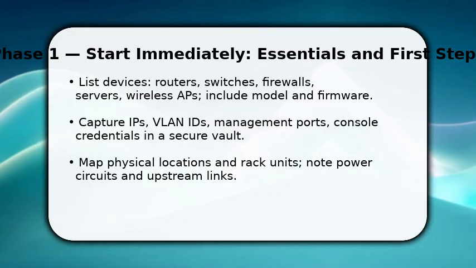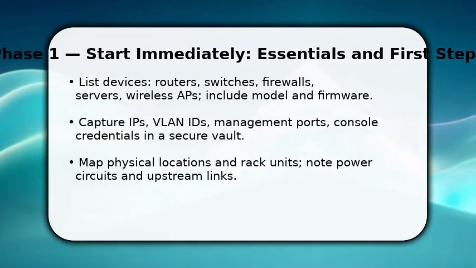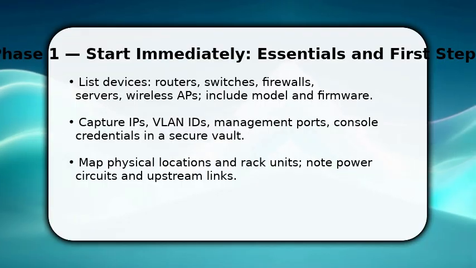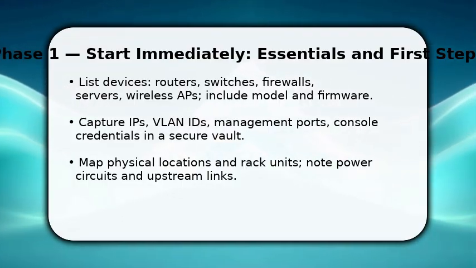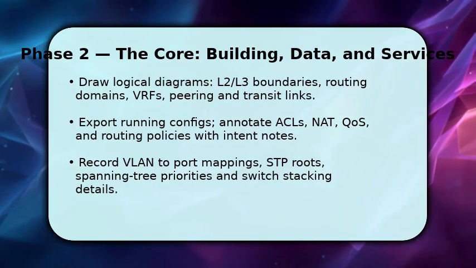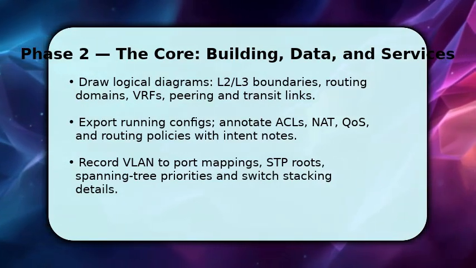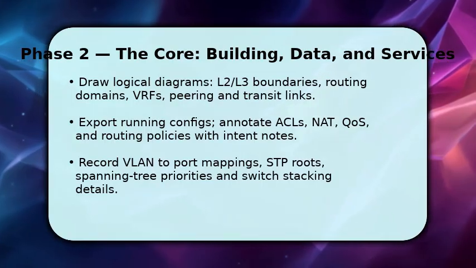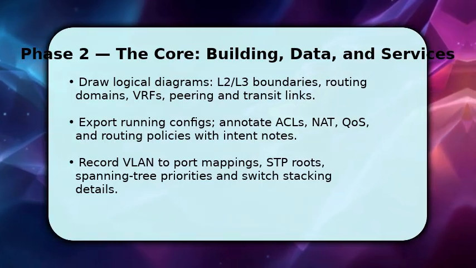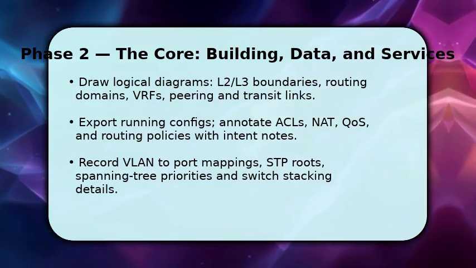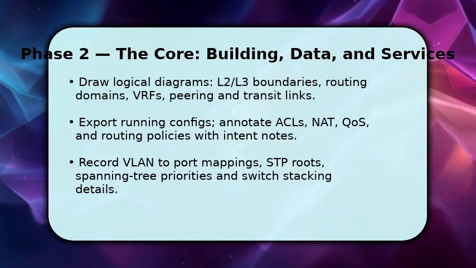Once done, sketch a basic physical map showing racks, power feeds, and interconnects so you can prioritize equipment to document first and avoid surprises. You now expand the inventory into detailed topology and configuration records. Start by drawing logical diagrams that show routing domains, VRF, and peering relationships so anyone can see traffic flow.